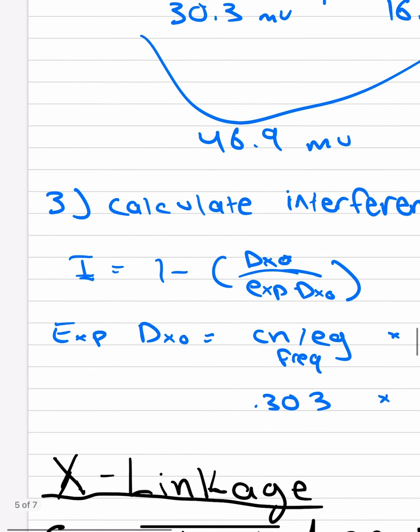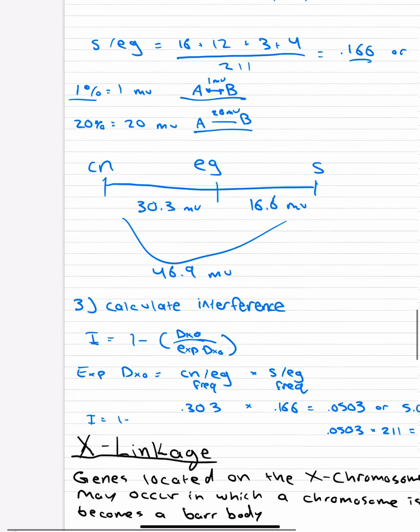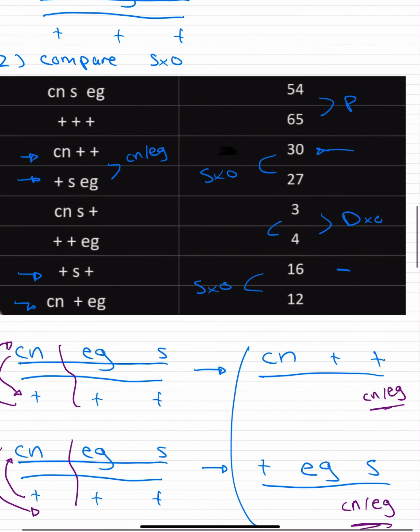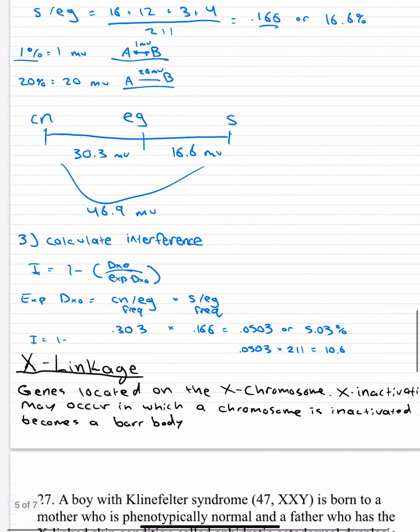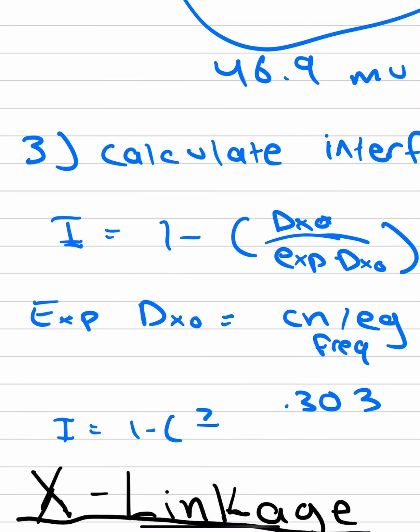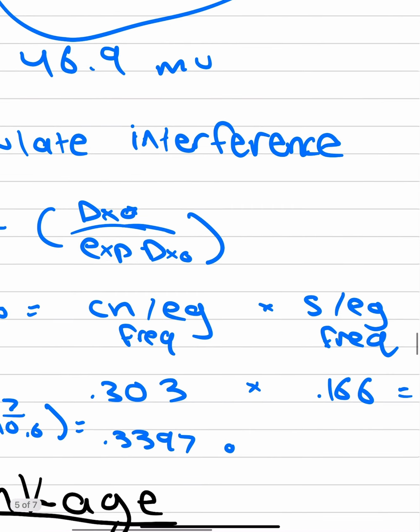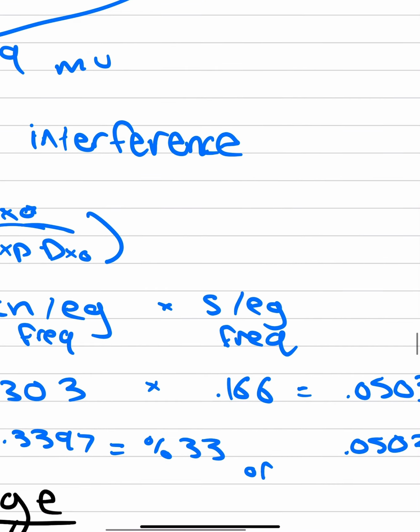Now we simply have to plug this back into the equation of I equals 1 minus the double crossovers. We know that the total of these double crossovers is 7. So 1 minus 7 over 10.6 equals 0.3397, which means that 33% of double crossovers will not occur.